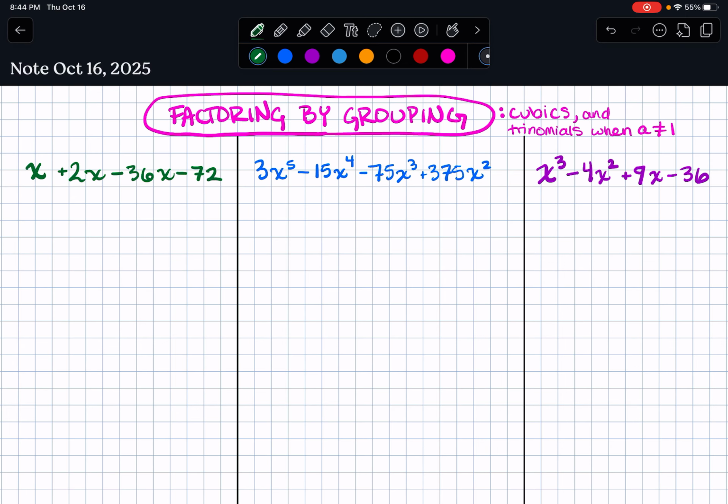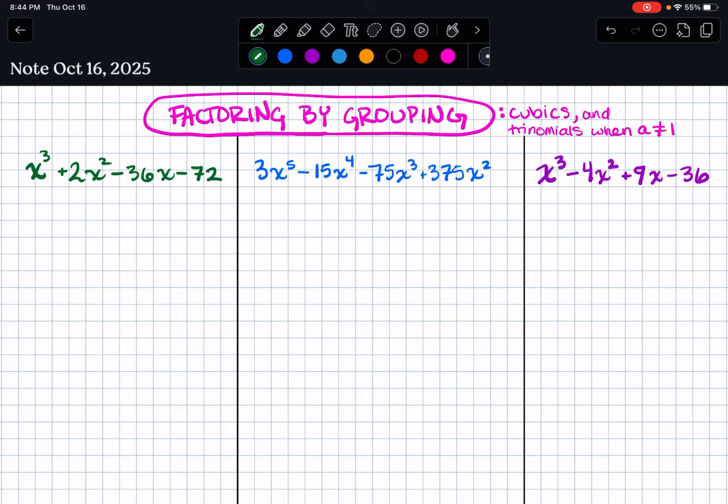So first, there we go. What I'm going to do is go through this process with all 3 of these examples at the same time so that you can compare and contrast how each step might look different depending on the actual expression or equation that you're working with.